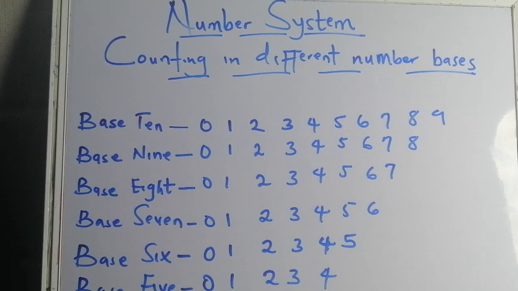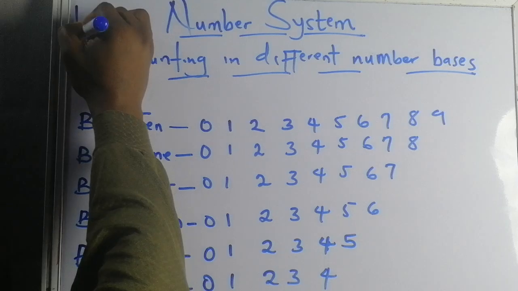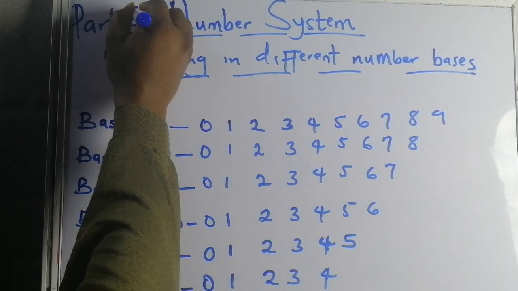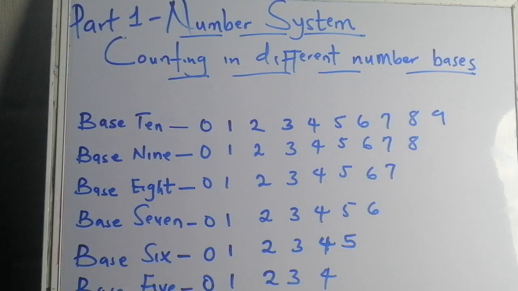Now this is counting in different number bases. All I just needed to do is to pick out the points. We have so many stories under this part, but we don't need those definitions most times. I just needed to point out the major things we need under this part. So this is part one of this topic. That's number system part one.